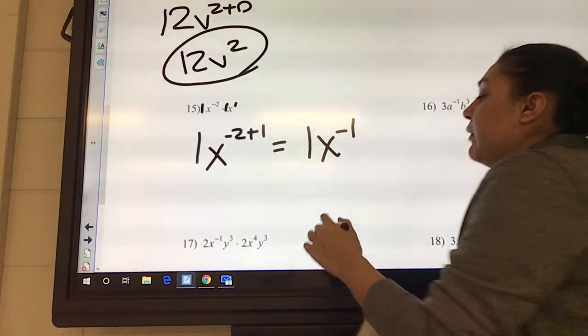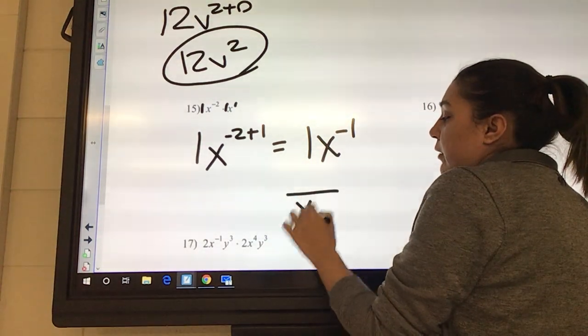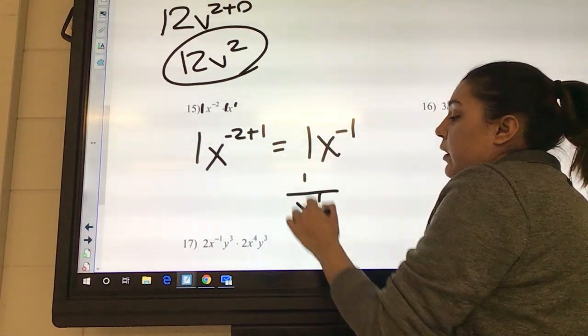Okay, and we have negatives, so our negatives need to go on the bottom. So you're going to have x to the 1 on the bottom and a 1 up top.